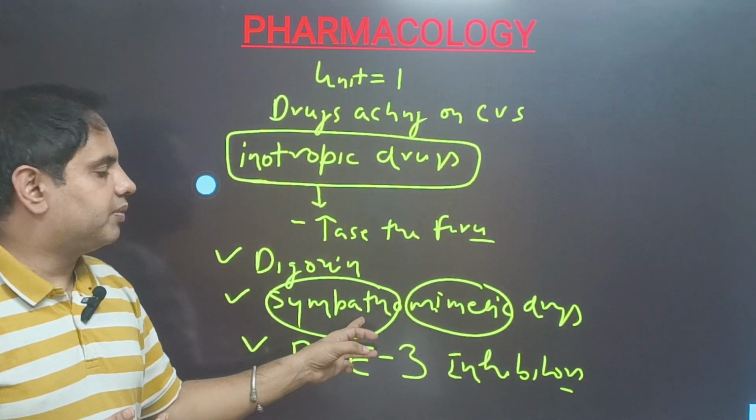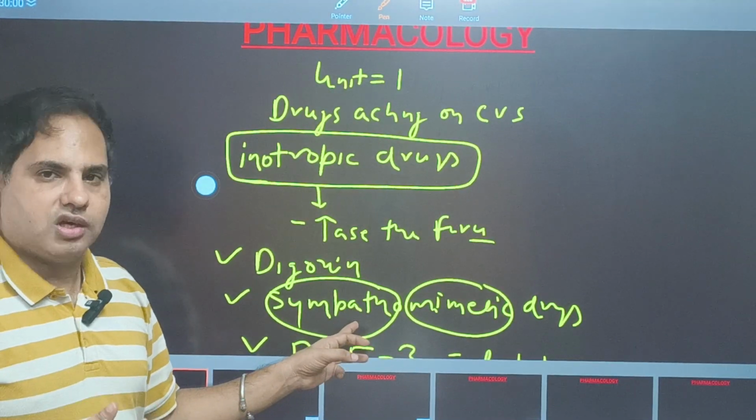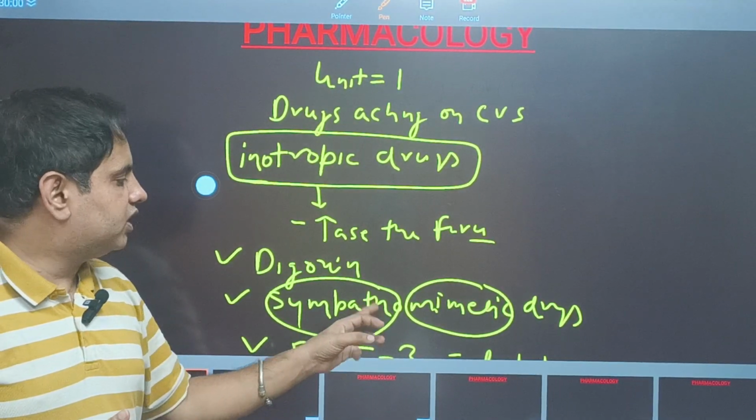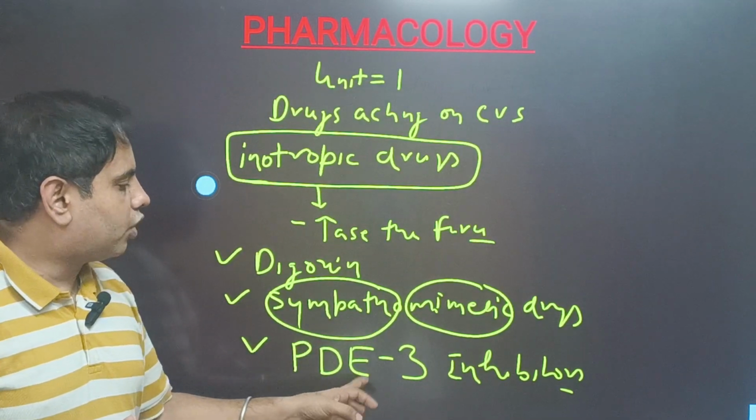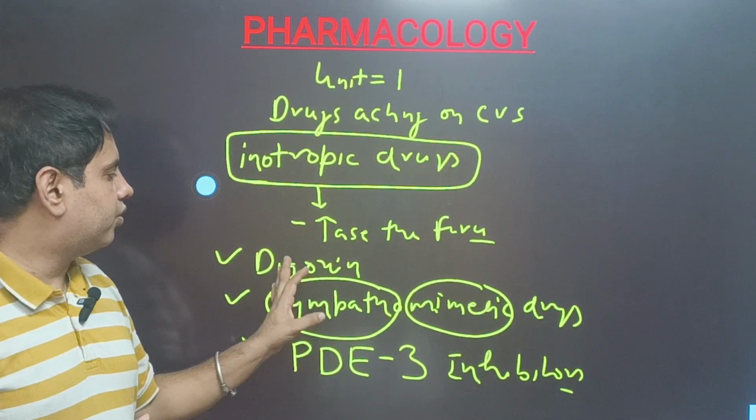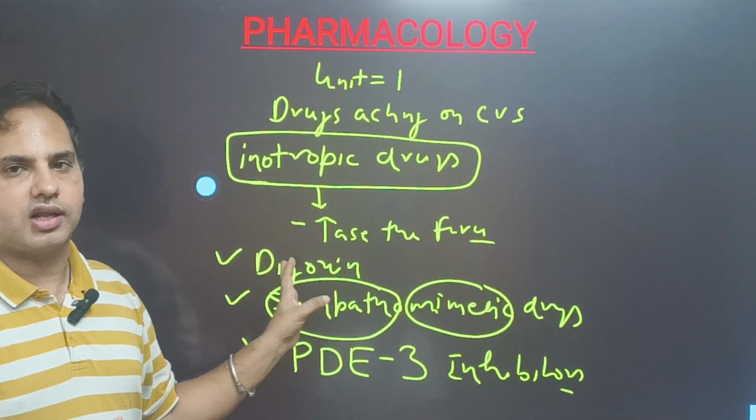So it activates the sympathetic system. These are the drugs which mimic the sympathetic system, and they also increase the force of contraction of the ventricles. Another one is phosphodiesterase inhibitors. One by one we are going to discuss. Digoxin we have already covered in an earlier video.